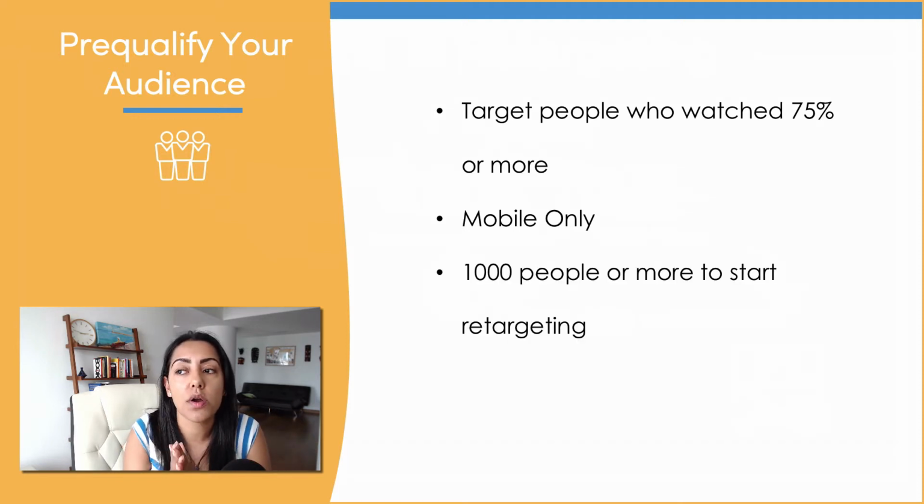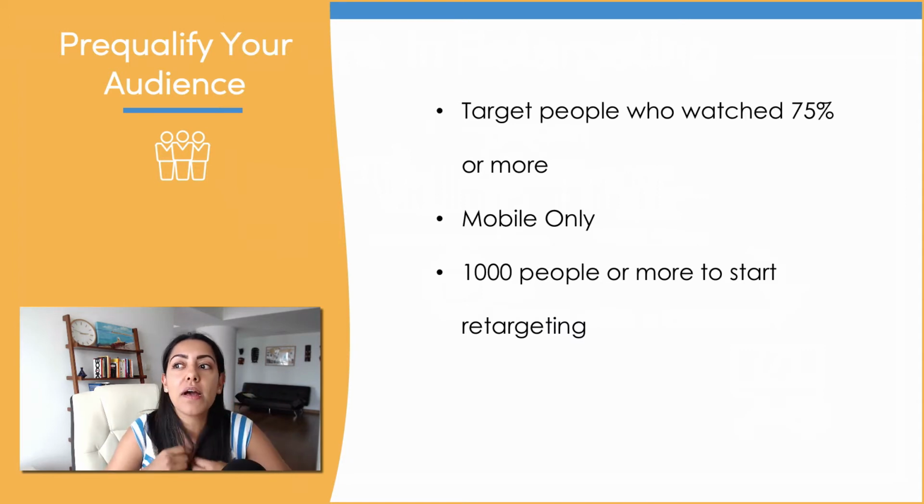and don't start the second campaign, the retargeting one, until you have at least 1,000 people in that custom audience that have watched that first video. Does that make sense? Hopefully it does. If not, send me an email and I can clarify that for you.